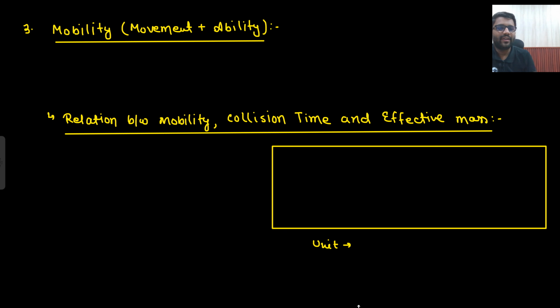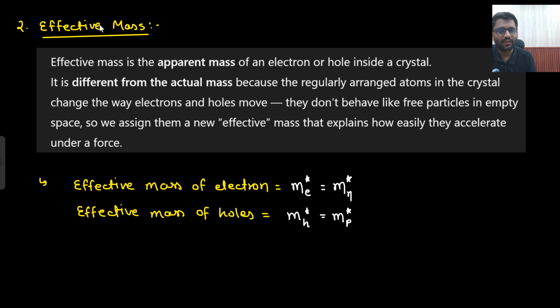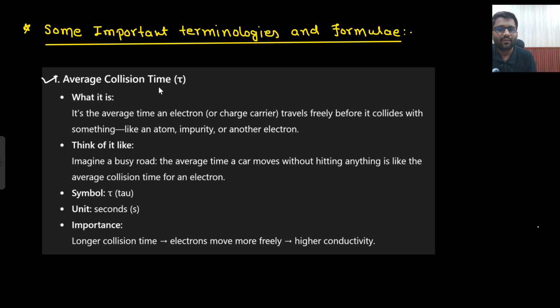What is mobility? Mobility means movement plus ability, the ability to move. So mobility tells how fast an electron or hole can move. All these scenarios I explained with respect to the electron. Effective mass and collision time I explained for the electron, but the same goes for holes as well, because a hole is also a particle. Movement of a hole means movement of a covalent bond electron, while movement of an electron means movement of a free electron. So the same thing will go with respect to holes as well.